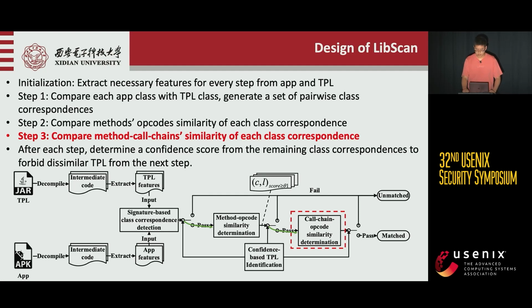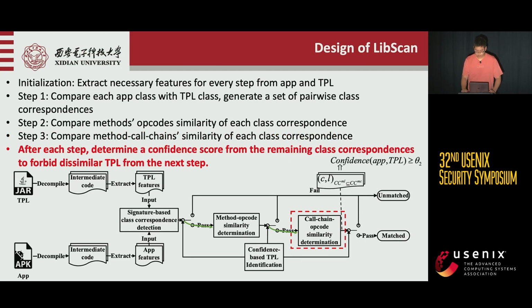And the third step considers the method call chains in the method similarity comparison. In this step, we only hold the class correspondences when the best matched methods always have a call-chain-opcode inclusion relation. Then the app-TPL confidence score is calculated for the third time over the remaining correspondences. We determine the final match when the confidence score is still above the threshold.